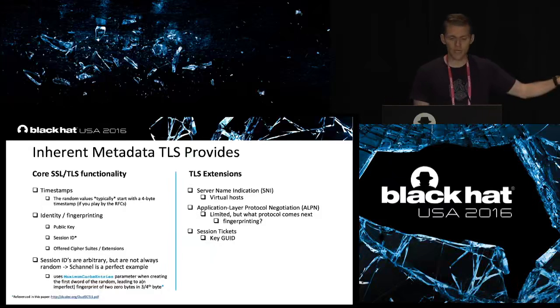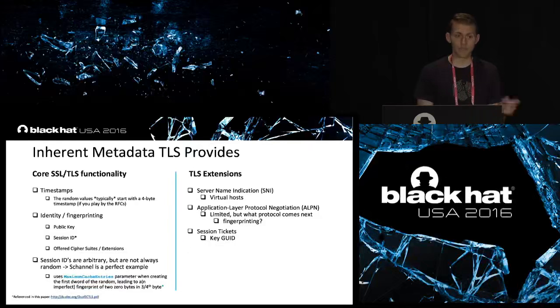Core functionality from TLS, the random values typically start with a timestamp. So that's kind of useful if they follow the spec. Not everybody does. And then you can actually fingerprint based on the session ID, which is something that somebody discussed in the Dual EC paper. This is not supposed to happen because in theory, a session ID is supposed to be random, right? Well, no, it's supposed to be arbitrary. And S-channel specifically has a fingerprint because, according to this Dual EC paper, it takes that 20,000 value that we saw earlier, and it performs an operation on that with the first DWORD of the session ID. And so what you wind up with is 2 bytes of random data, 2 bytes of zeros, and then the rest is random.